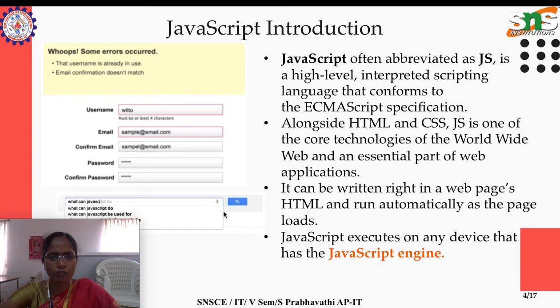And when we go for searching something in a search engine, when we type, see here, "what can JavaScript", just as I have typed something, it recommends me some other sentences. This recommendation comes via JavaScript. So mainly for interacting with web pages we go for JavaScript.